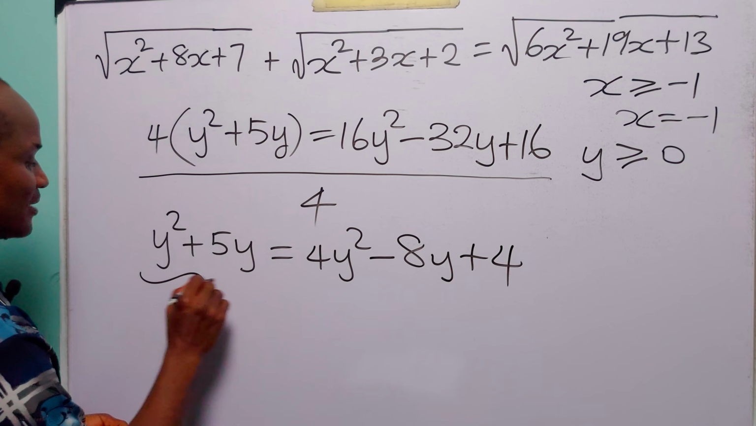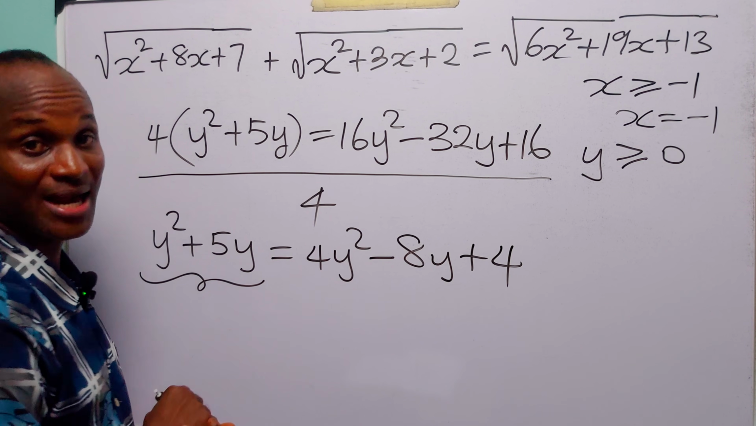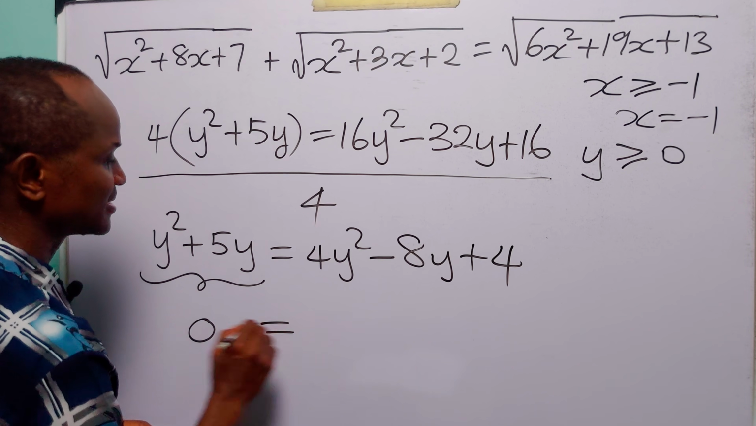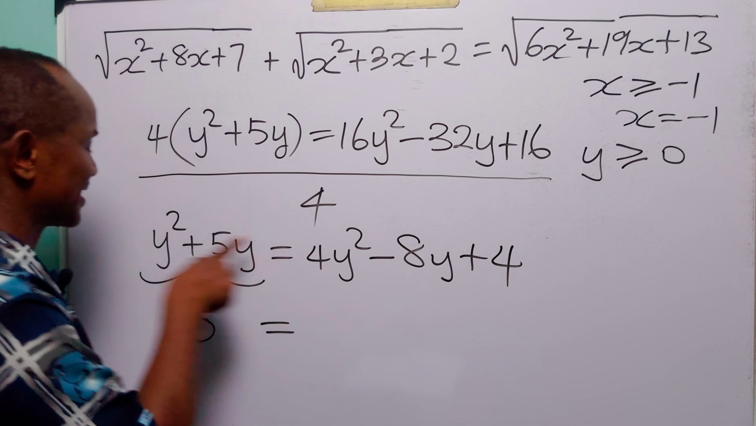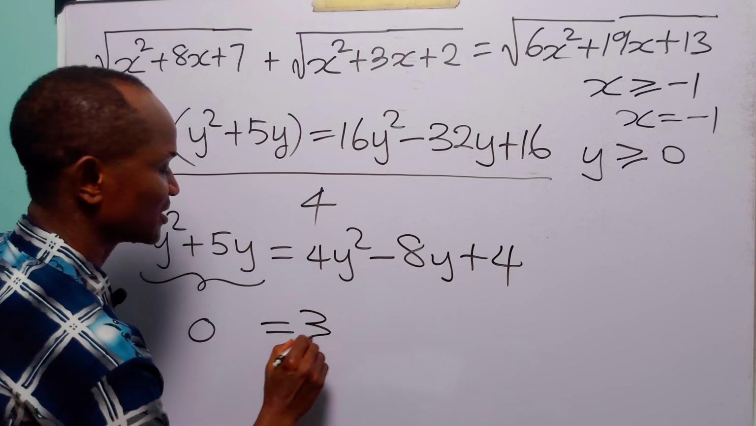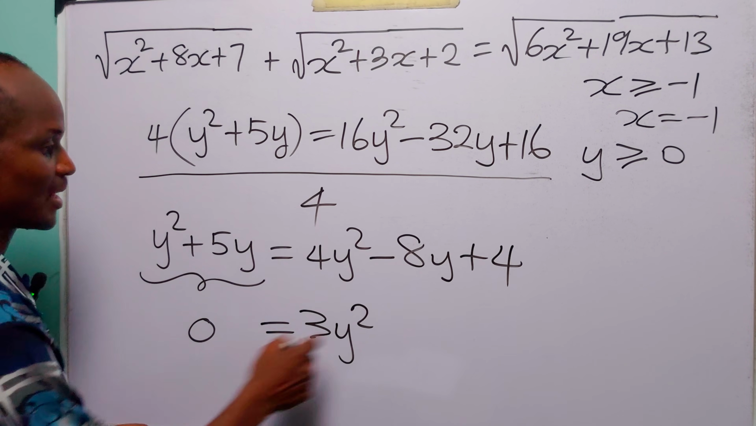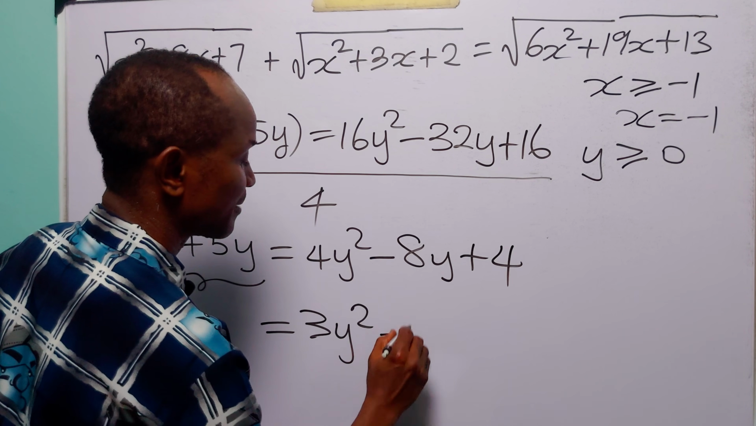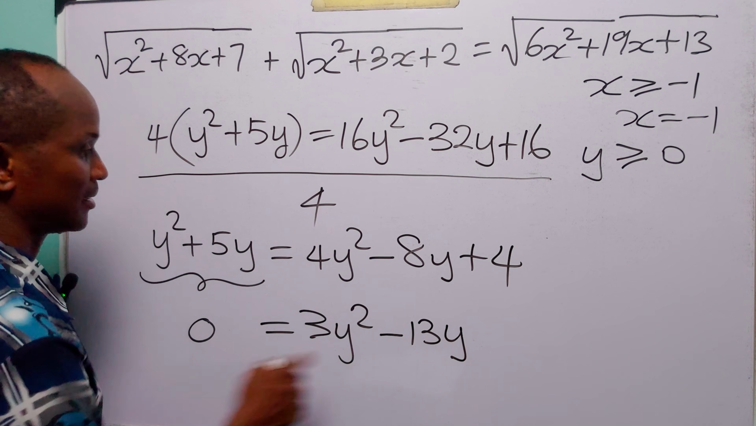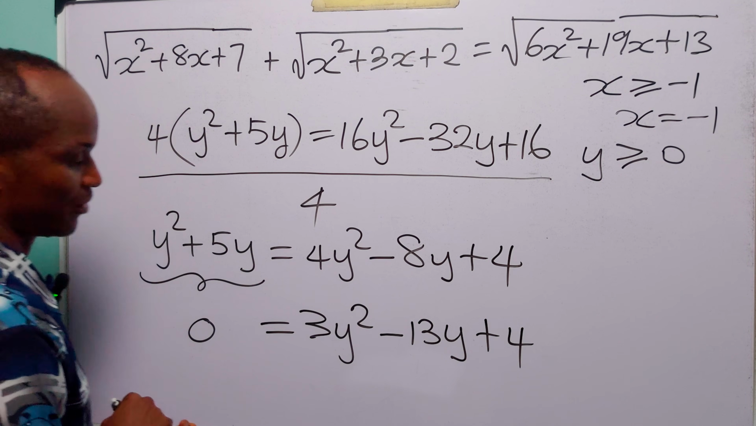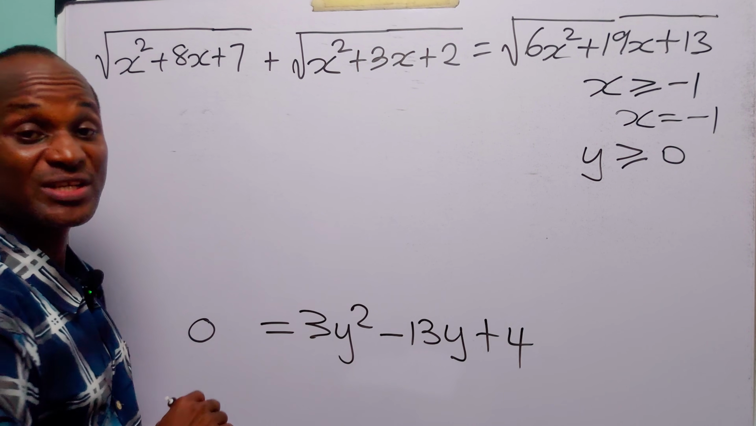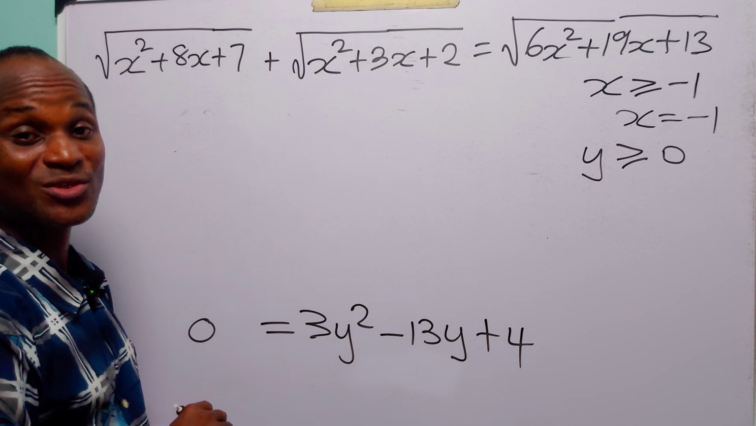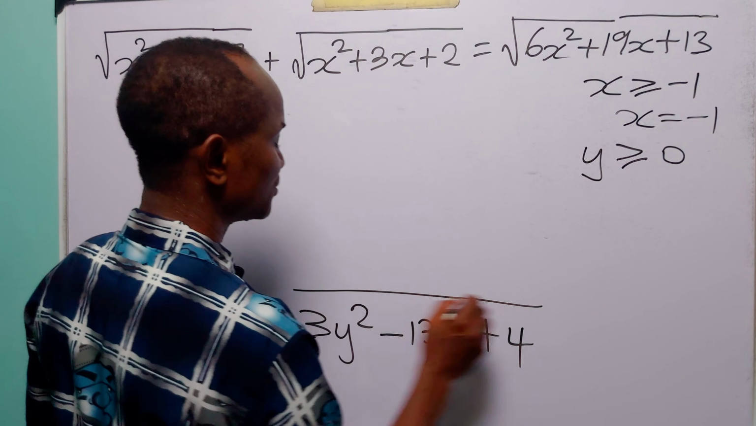And of course, now let us move these two terms over to the right hand side. When we do that, we have 0 left on the left hand side. And this is equal to 4y squared minus y squared is going to give us 3y squared. Minus 8y minus 5y is going to give us minus 13y. And then we have plus 4. Now we can solve this quadratic equation by factorization. Since the coefficient of y squared is not 1, we are going to use the table method.